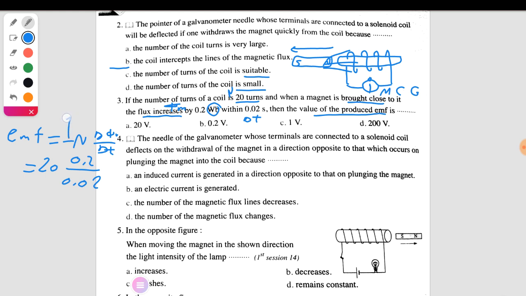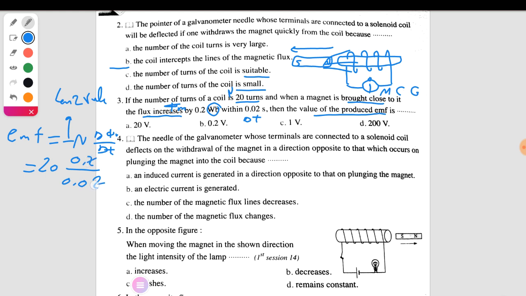This sign indicates Lenz's rule. Lenz's rule is added to indicate the direction. When we approach the magnet to the coil, we observe a small force which repels it. When it is pulled out, we observe a force of attraction that attracts the magnet.